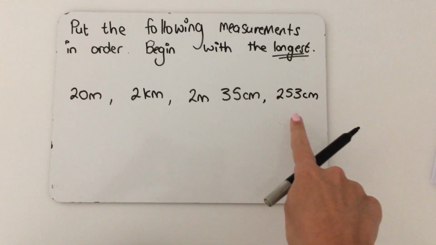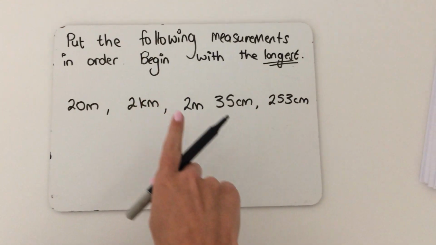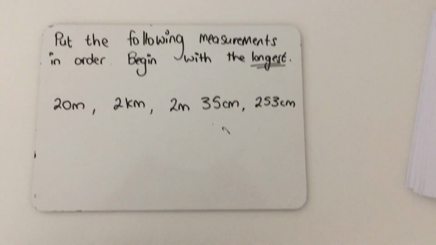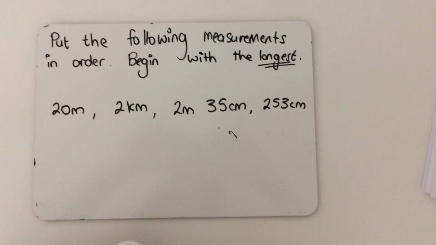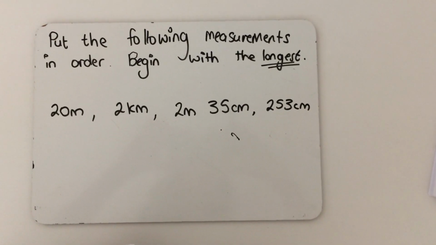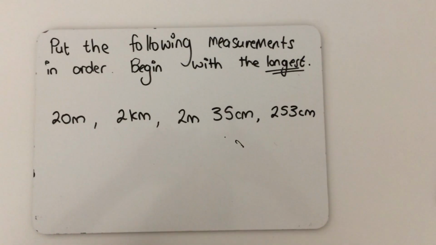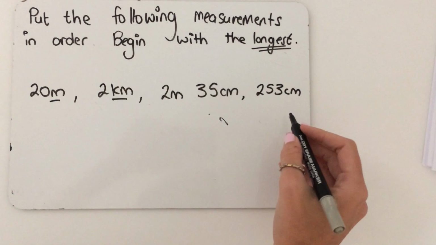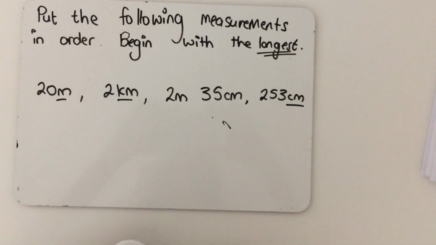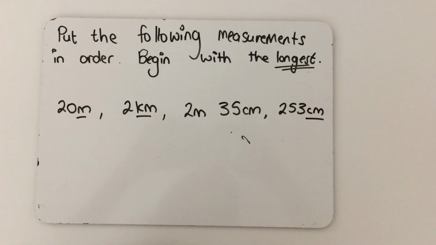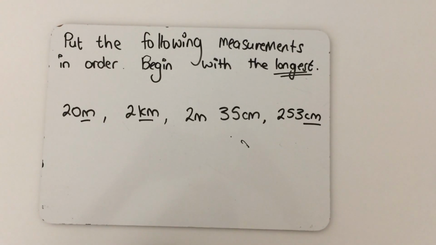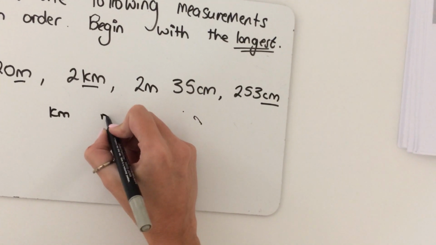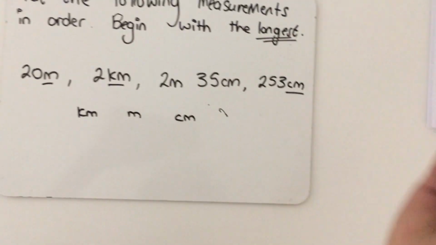And then we have 4 different measurements: 20 meters, 2 kilometers, 2 meters and 35 centimeters, and 253 centimeters. When you look at these different measurements, the first thing that you notice is that they use different units of measurement, right? We have kilometers, and we have meters, and we have centimeters. We cannot order these units of measurement until we change them all to the same unit of measurement. So I have kilometers, I have meters, and I have centimeters, okay?